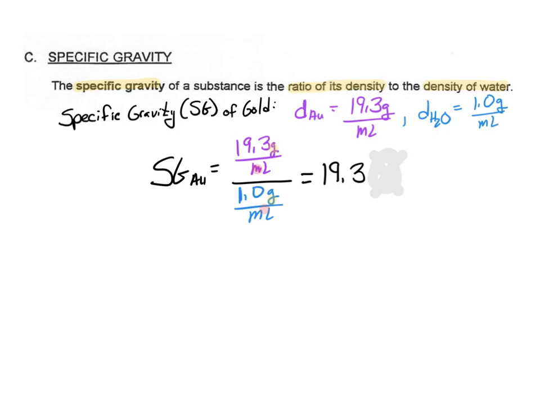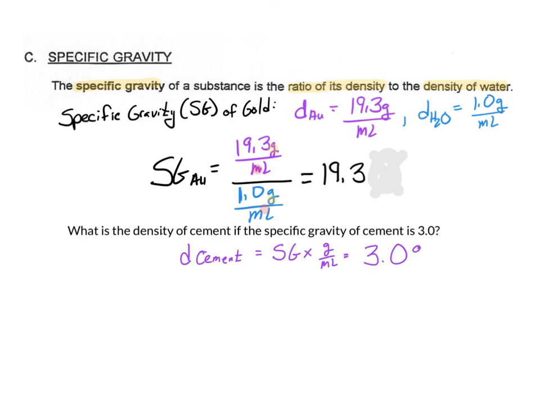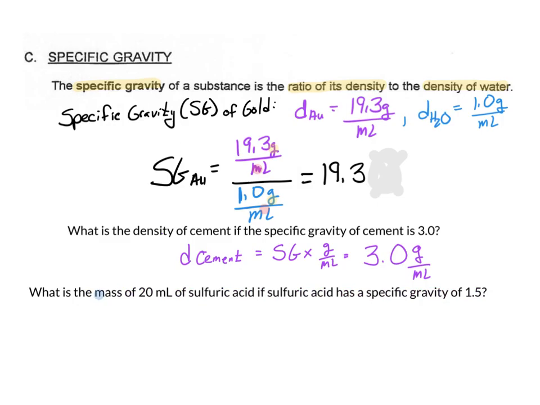First, if I asked you, what is the density of cement if the specific gravity is 3.0? Your answer would be the density is 3.0 grams per milliliter. Well, that's a pretty basic question. Let's make this one step harder. So what if I said, what is the mass of 20 milliliters of sulfuric acid if sulfuric acid has a specific gravity of 1.5?